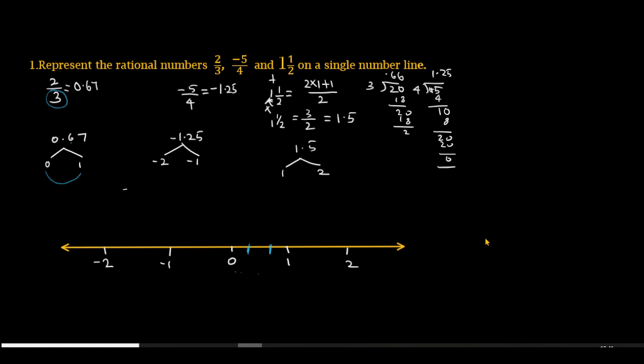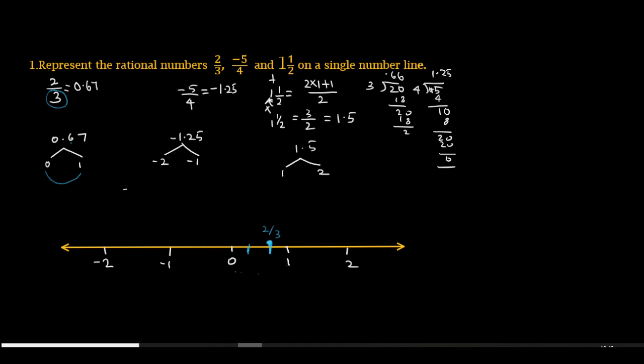Okay, so in those 3 parts, look at the decimal. This is 0.67. That is more than half, nearest to the greater number. Of 0 and 1, the greater number is 1, so it is nearer to that. So this is the place for 2 by 3. Here we can represent 2 by 3.